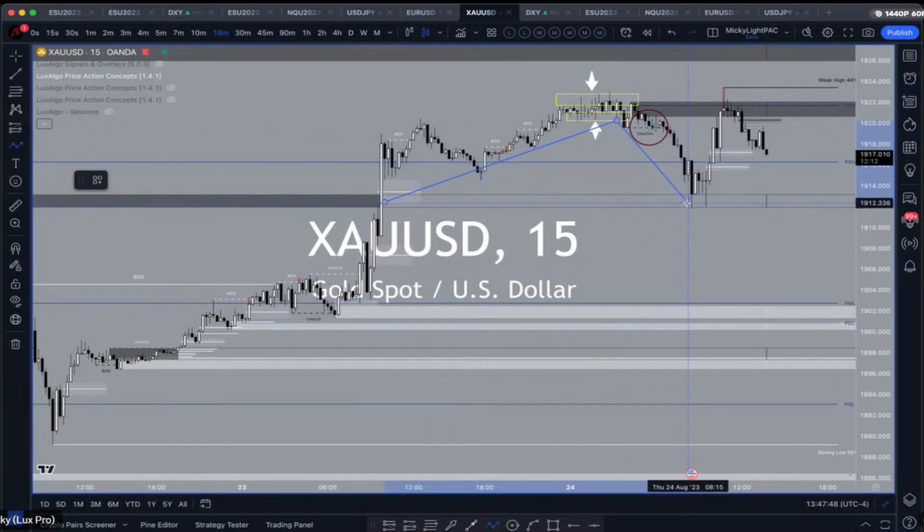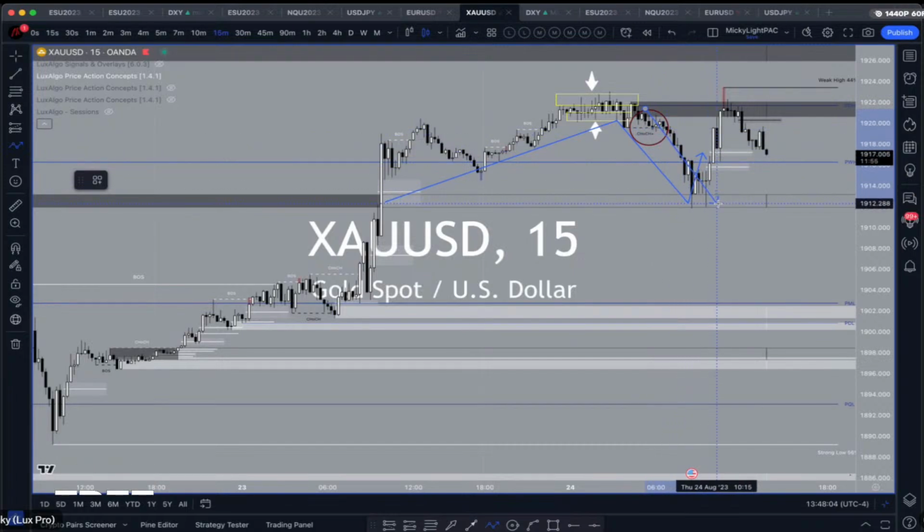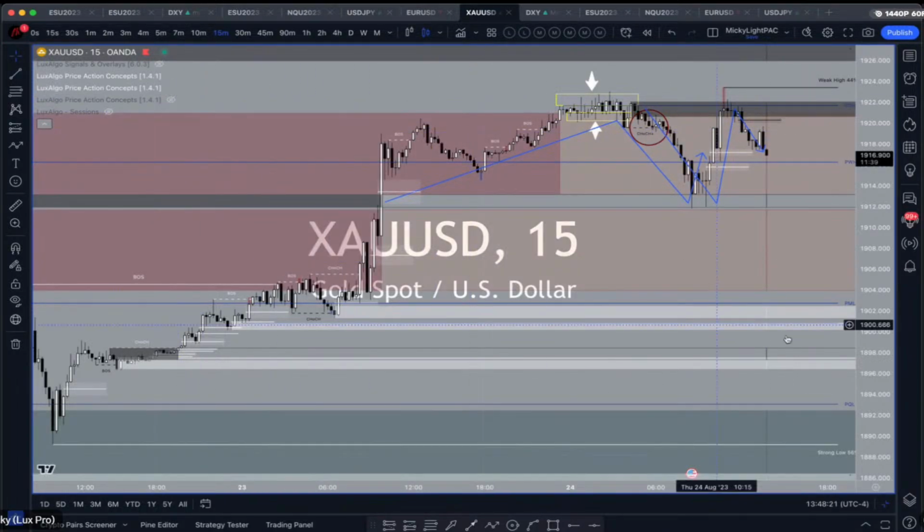Came back down, retested that same level, went back up, right? On that same note, take a look at this. This order block's coming into play as well. So we're bouncing around between these two 15-minute order blocks, right? With support of the 4-hour order blocks. That's some powerful stuff we have here. Okay, so that is gold.